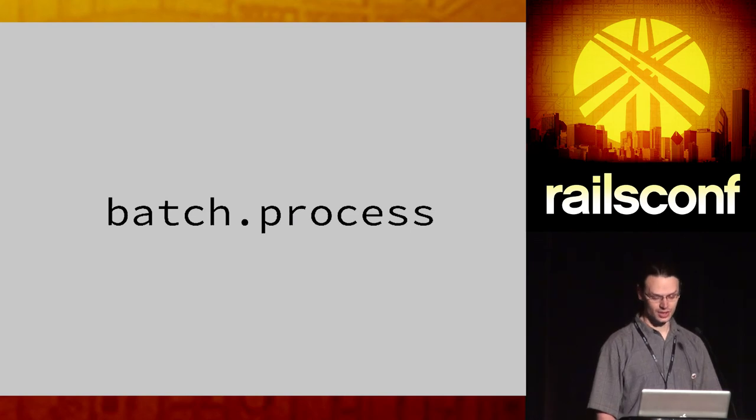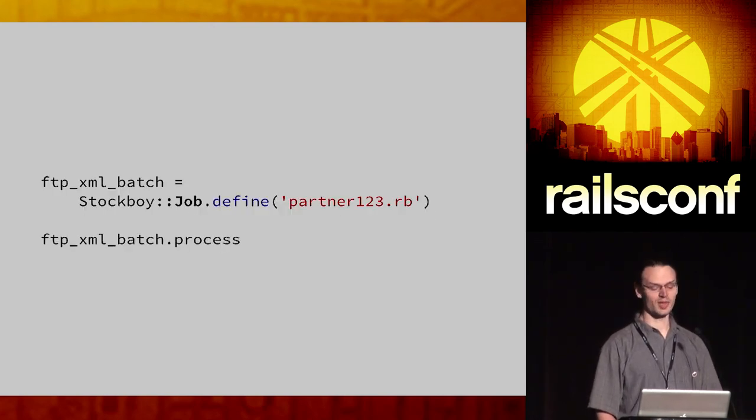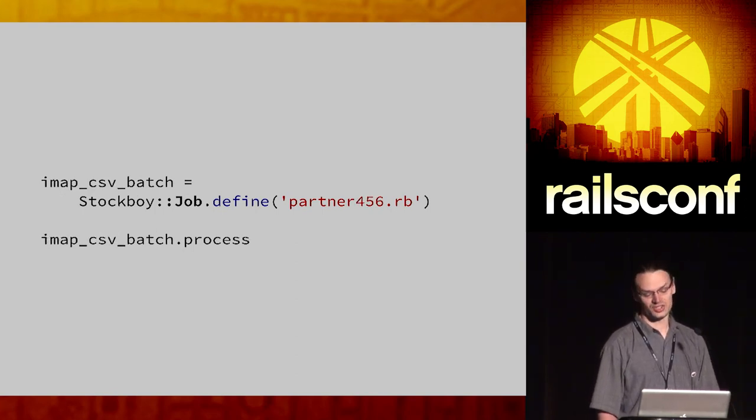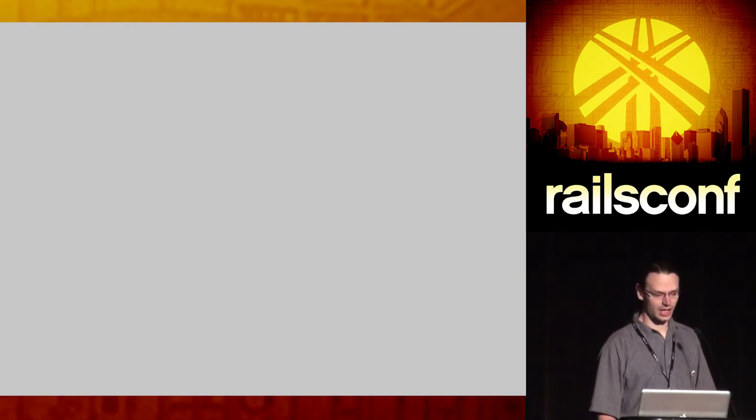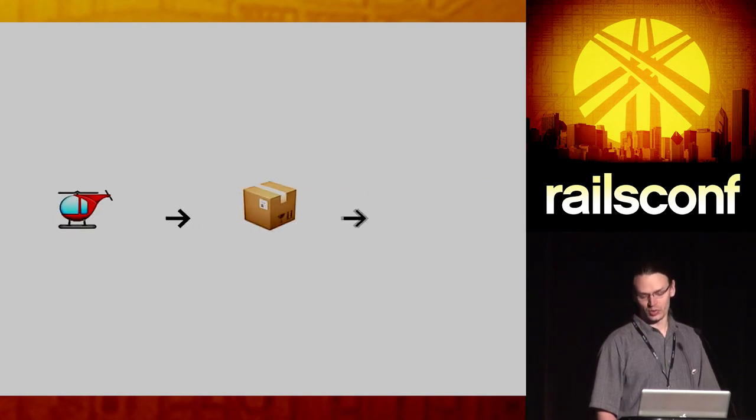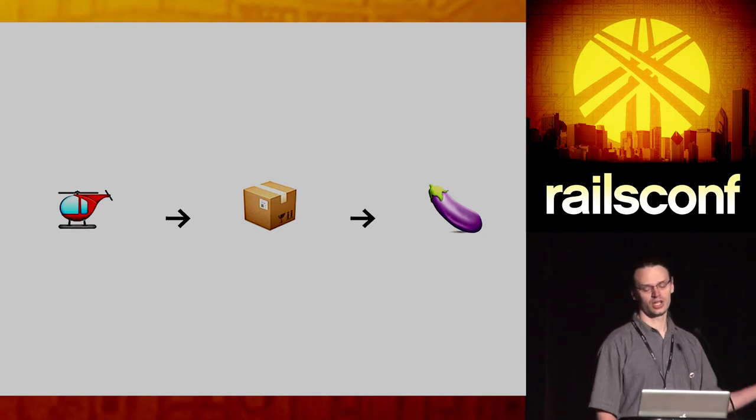And you end up with this. So you can have an XML file that comes over FTP. You just define it like this. It loads up. You can have a CSV file that comes over IMAP. You define it in your file, load it like this. And then you end up with a way to process over your records. You can go over each row and say what you want to do with it based on how you filtered it. Is it something we want to keep? Is it something we want to drop? Are there different things we want to do with it based on the filters? And you end up with this kind of situation where you define where it comes from, how it's packaged, and what you want to turn it into.